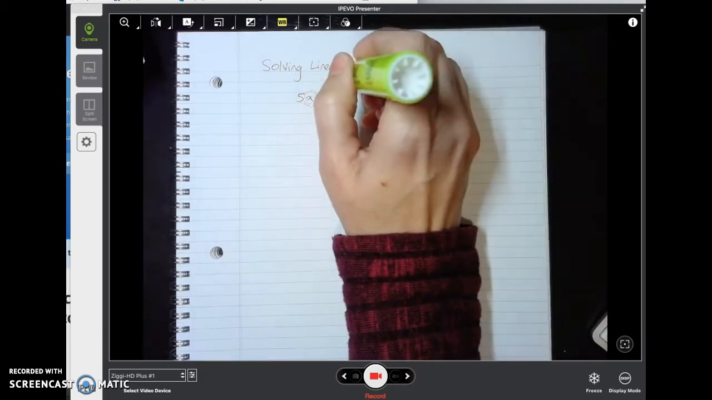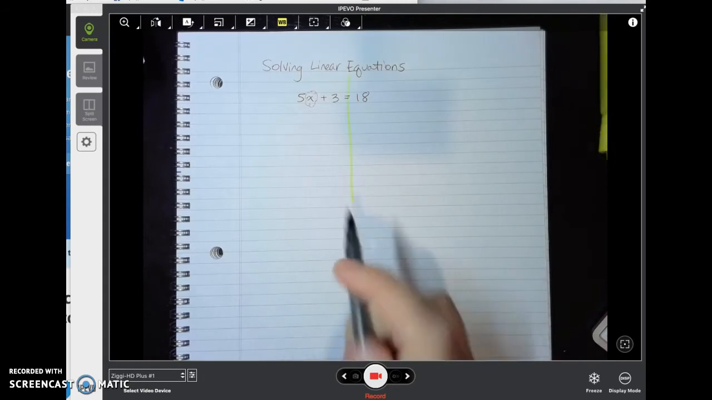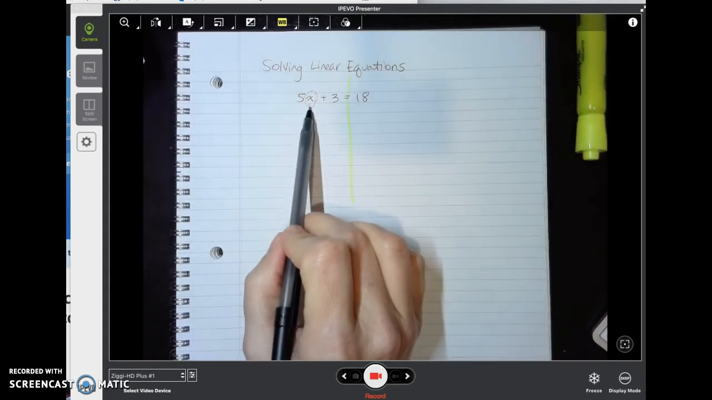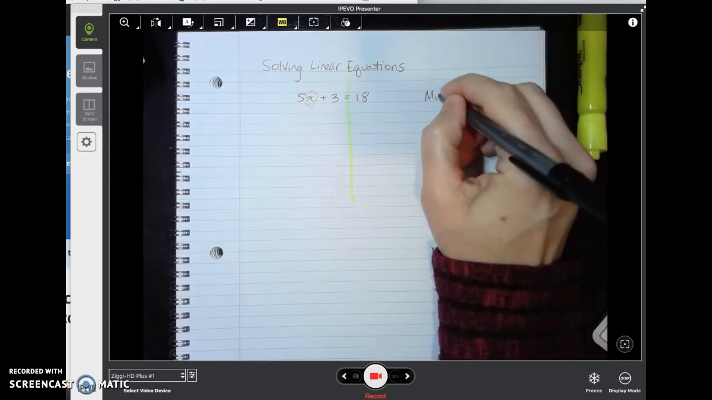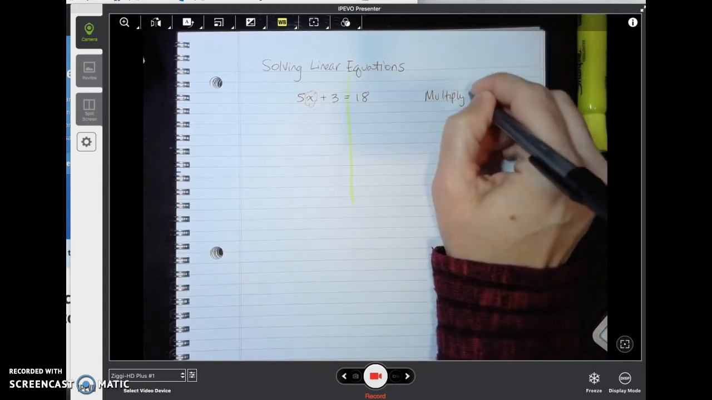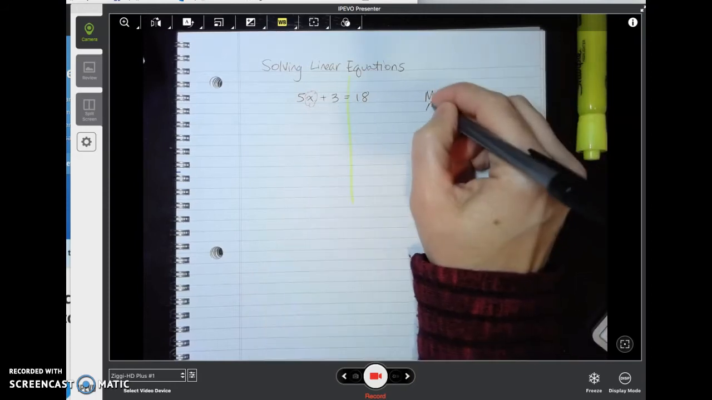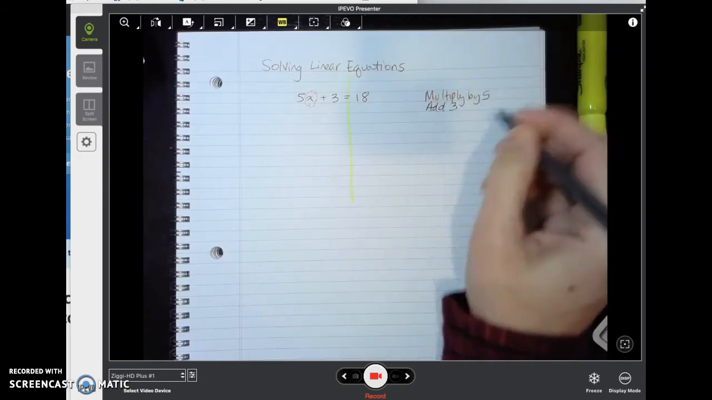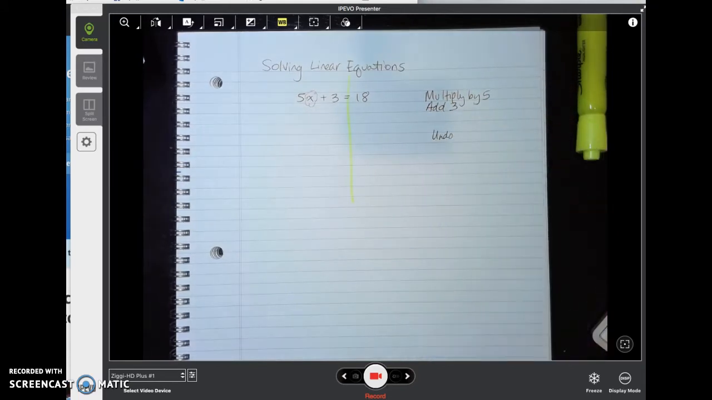Remember, your equation has a left side and a right side. So what's happening over there on this side of the equation with the variable? I see a multiply times 5, so I'm going to write that down. Multiply by 5. And I see an add 3, so I'm going to write that down. Add 3. Now, I know my job is to undo these. I have to undo them.